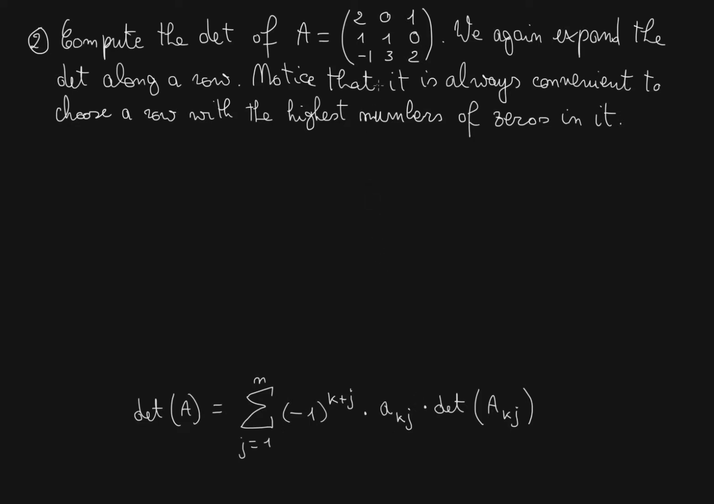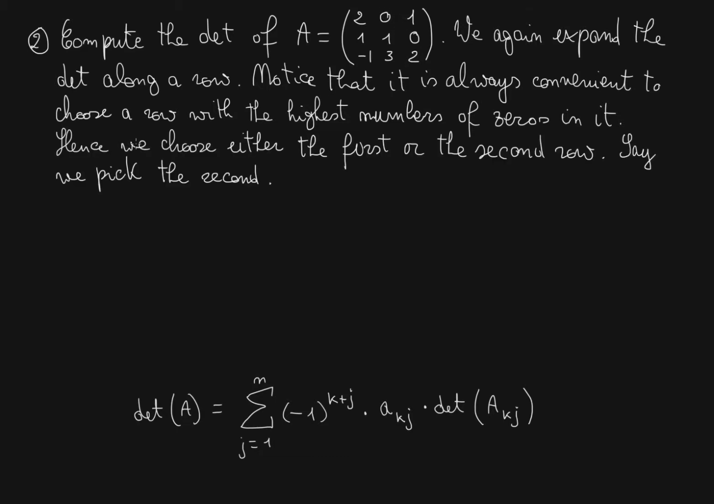That implies that in this particular case we have a possible choice of expanding along the first row or the second row, because in both of these cases we have a 0, whereas in the third row we have no 0. So the expansion along the third row will involve the 3 summands that we have to compute, whereas expanding along the first row or the second row, we'll just have 2 summands, because there is a 0, and that summand corresponding to the zero will be 0. Now either we choose the first or the second row. Say we pick the second row.